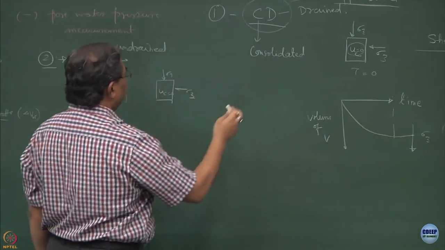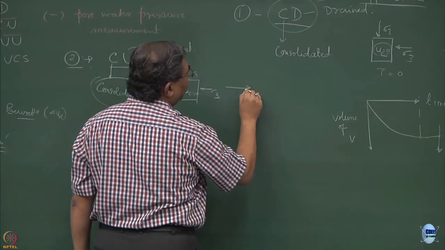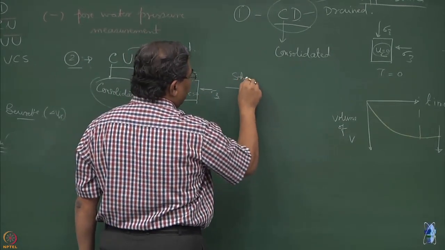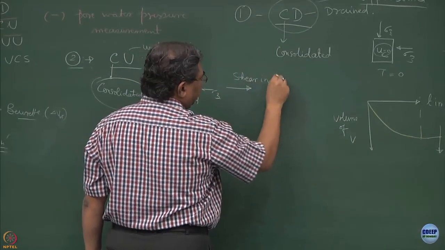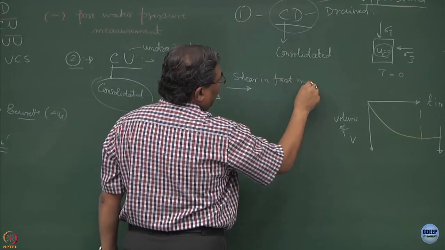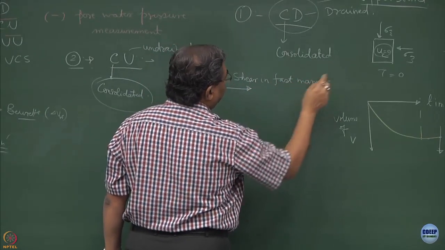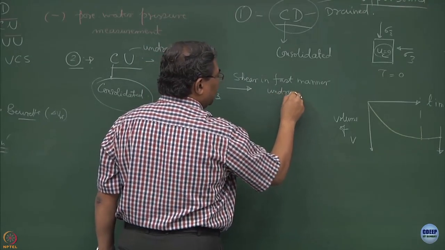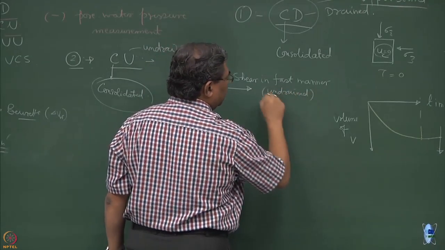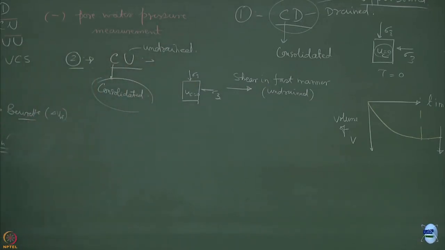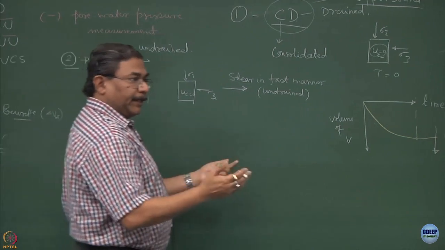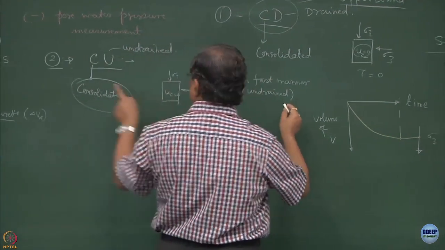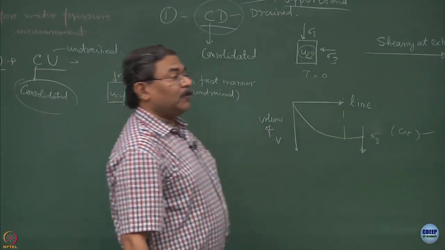The second part is different. From this point onwards, we shear it in a fast manner, and fastness is in the form of an undrained test. The rate of strain is so high that it does not get time to get drained. So, this becomes an undrained test. Actually, strain is going to cause the failure.